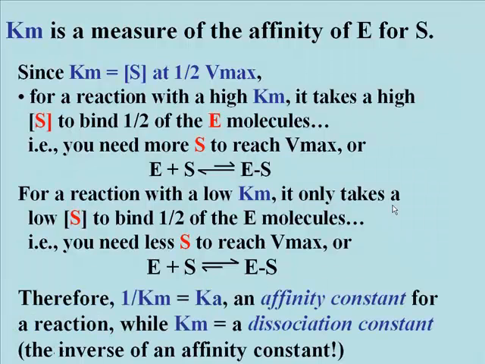Km is actually a dissociation constant. It's a measure of how likely E and S are to remain apart, which means that the reciprocal of Km, or 1/Km, is a measure of how attractive E and S are for one another. Under the right conditions, 1/Km is generally thought of as an affinity constant. It's actually a measure of how likely it is for enzyme and substrate to come together. So the higher the 1/Km, the stronger the affinity. The higher the Km, the more likely E and S are to remain apart or to dissociate.